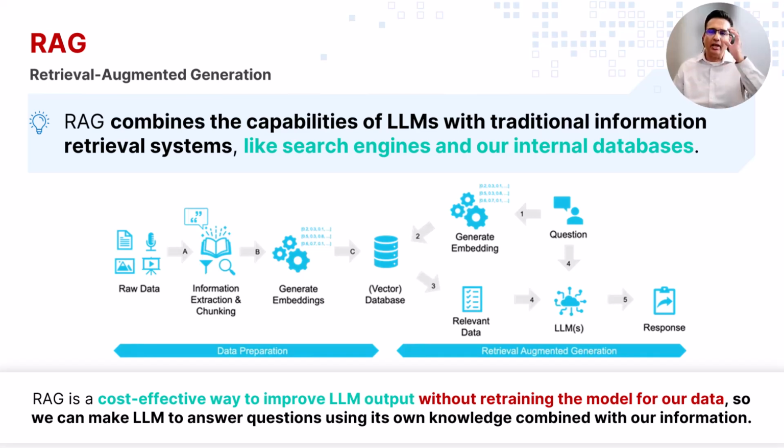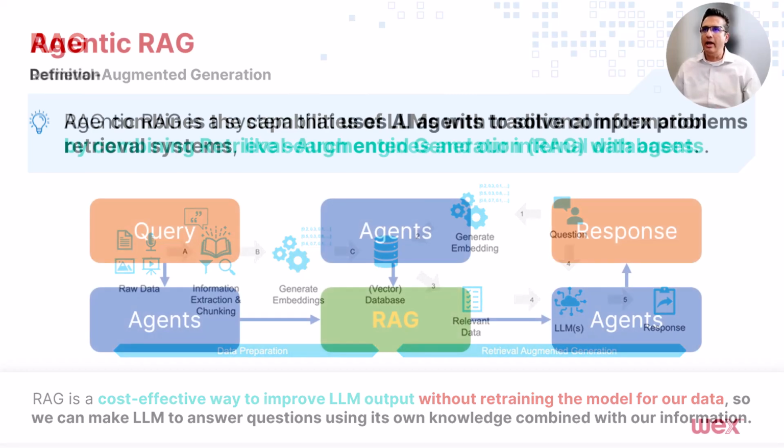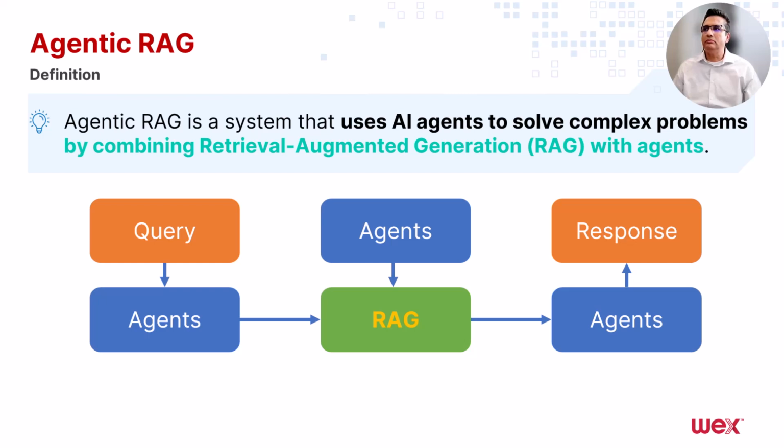So instead of training an LLM on our data, we use RAG to essentially get the result that we want. That's what RAG is. Now, if you go one step further, what is agentic RAG? Agentic AI is a big thing now. You should all read about agentic RAG, a system that uses AI agents to solve complex problems by combining the RAG that we talked about on the previous slide with different agents.